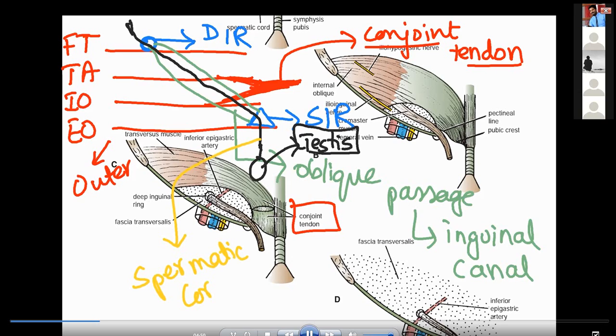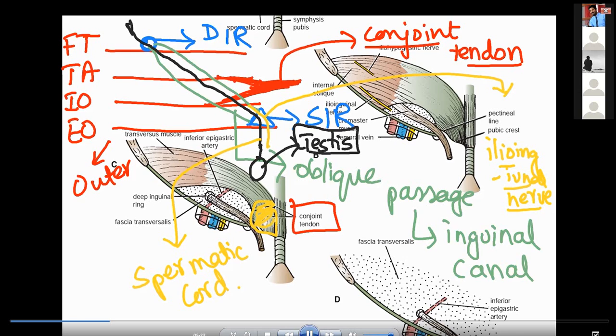Okay, so along with the spermatic cord, a nerve is also entering here. This nerve is your which nerve? Ilioinguinal nerve. Okay, so all these are your MCQs. So they can ask you what is conjoint tendon. You can say that conjoint tendon: fibers of transverse abdominis and internal oblique muscles are joining here, forming this conjoint tendon.